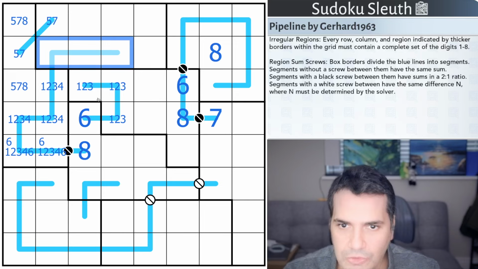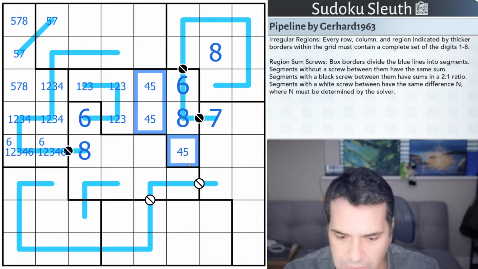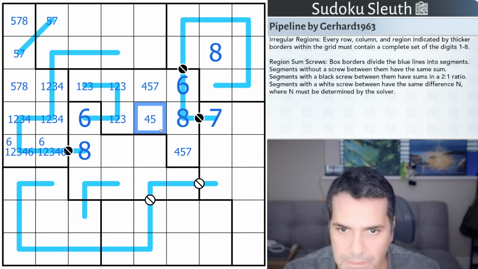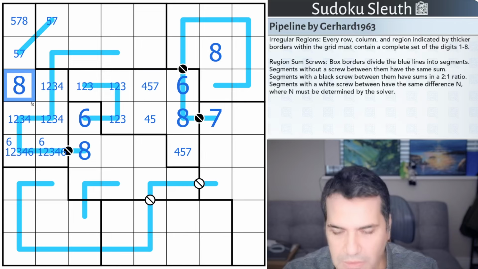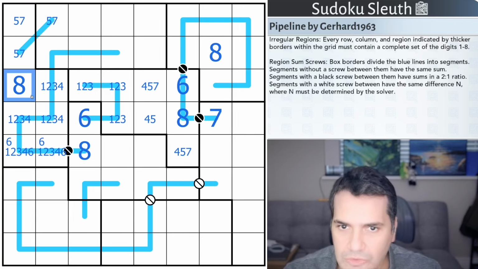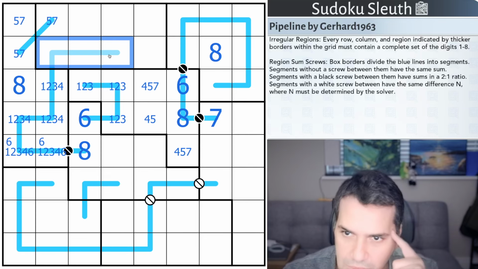Okay. 1, 2, 3, 6, 8. These are 4, 5, 7. Whereas 8 in row 3 can only be in here. So that's the 8. Yeah, I really struggle with irregular Sudoku. I will figure it out eventually, but I do need a moment.